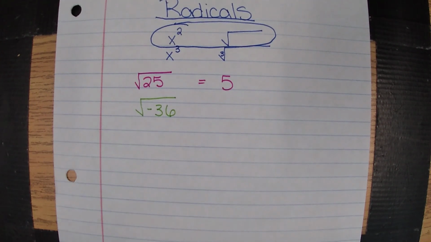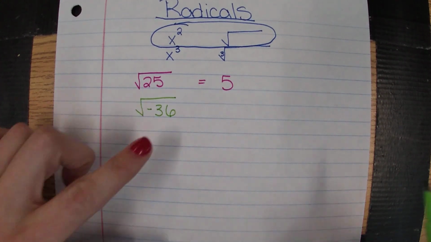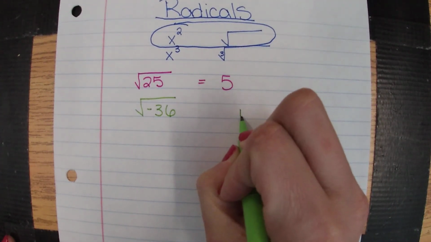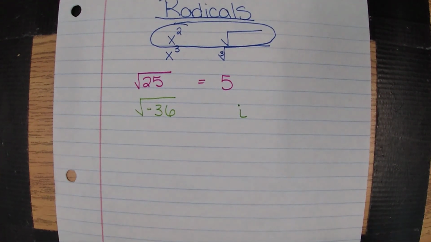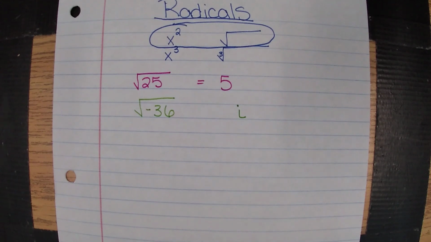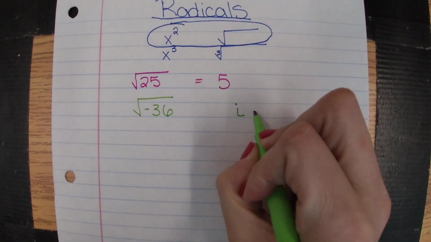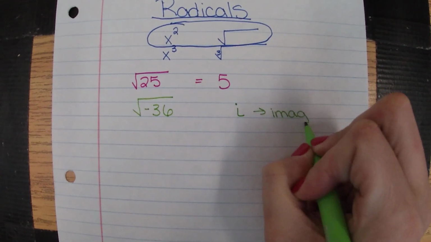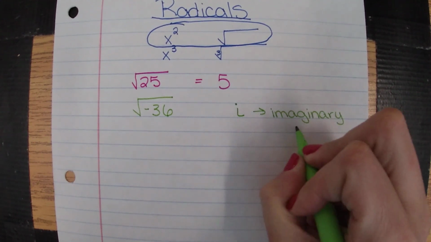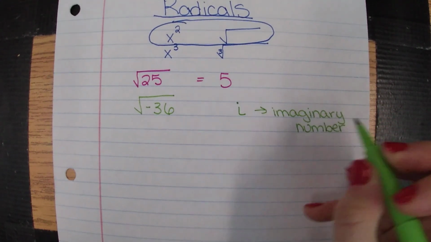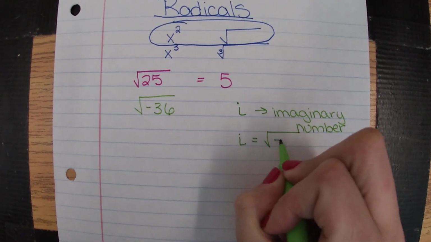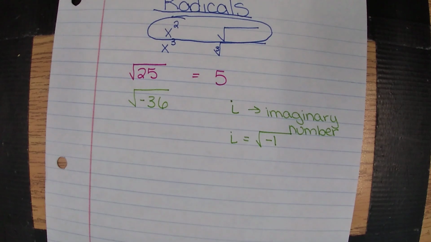Negative 36 falls outside of that world of numbers. The square root of negative 36 involves what we call i. So just like pi was this really weird decimal that went on forever and never ended, right? We called that an irrational number. i is an imaginary number. And i is actually equal to the square root of negative 1.